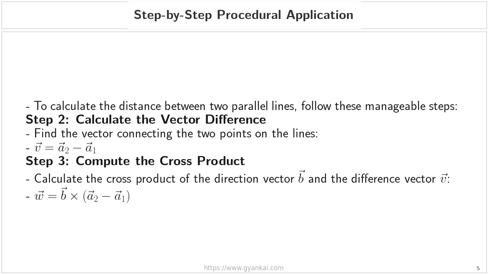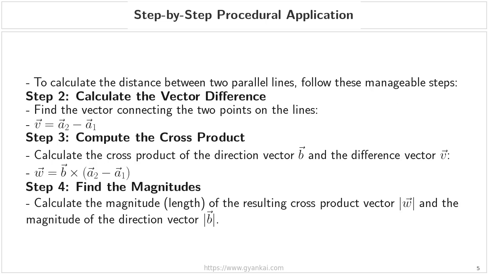Step 3 involves a bit of vector algebra, computing the cross product. You will take that common direction vector, b, and find its cross product with the difference vector we just calculated. We can call this resulting vector w, where w equals b cross (a2 minus a1).